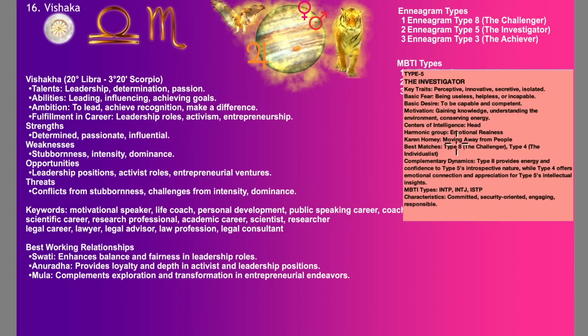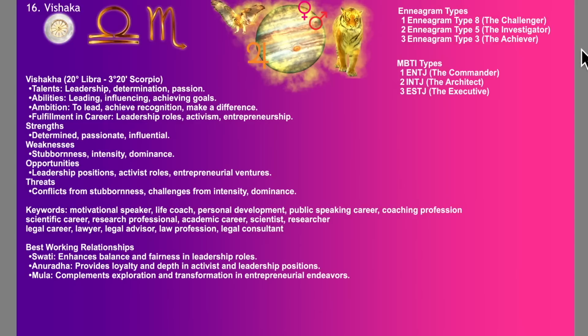Once again, the type is moving away from people. Therefore, careers in scientific career, research professional, academia, university professors and research as well, scientists, researchers of all kinds. So if you're a type 5 Enneagram and with Vishakha dominant in your astrology chart, you might go in for these kinds of careers.